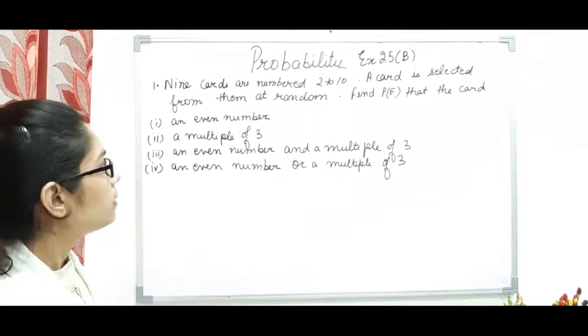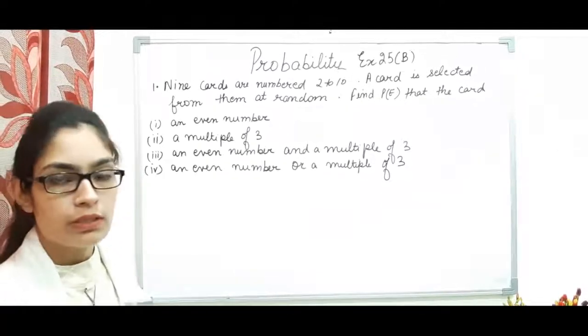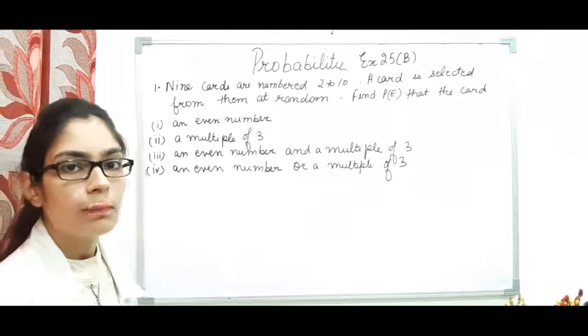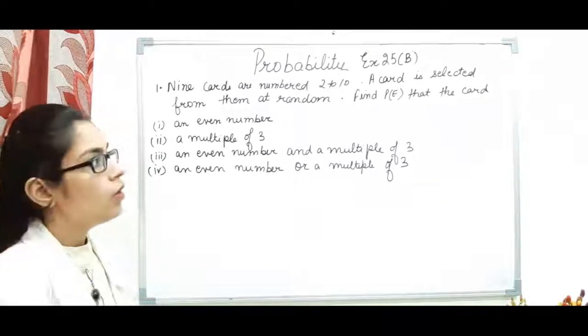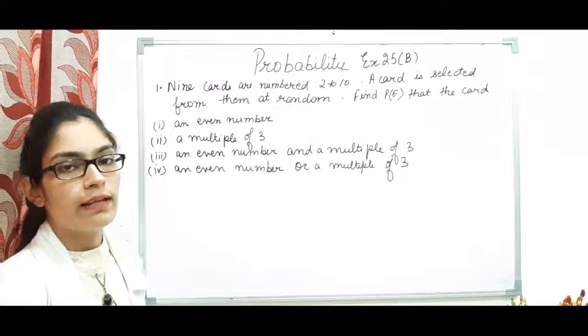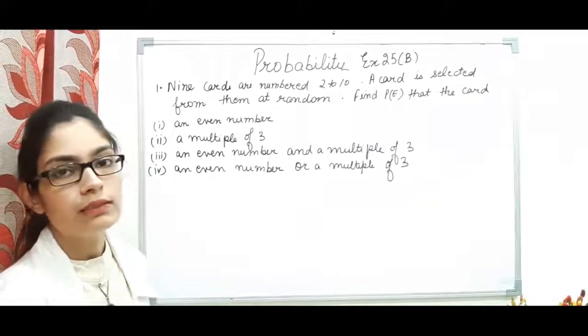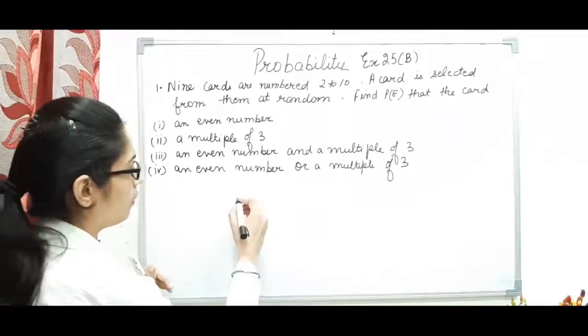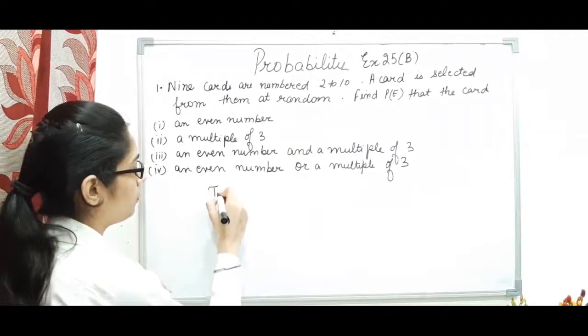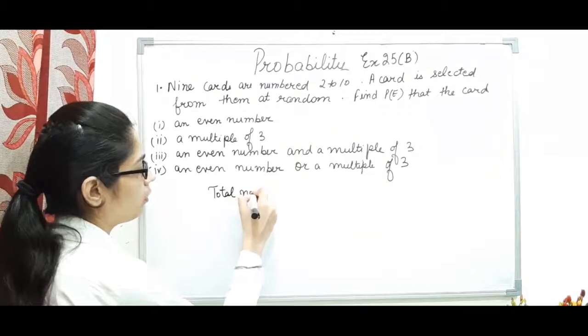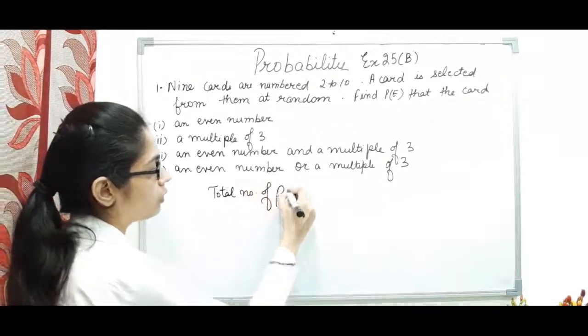The first part is, so before starting the question, I have to write the total number of possible outcomes, or I can say sample space, or I can say total number of elementary events. All the 3 terms mean the same thing. So I will write the total number of possible outcomes.